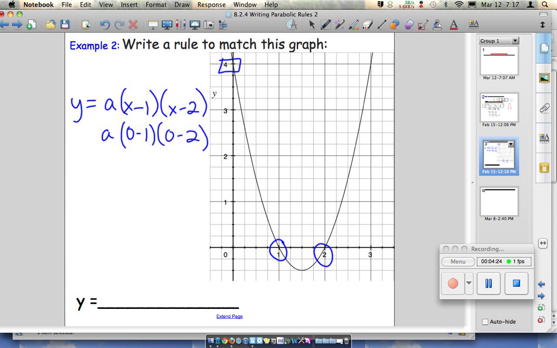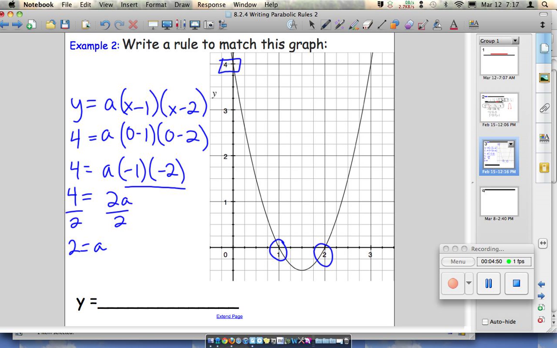I don't know what a is. Maybe a is nothing. Maybe it's just 1. I should get 4. So I'm going to figure out what a has to be so I can get 4. So 4 equals a times negative 1 times negative 2. Well, I can do negative 1 times negative 2. That's just 2. And then 2 times a. So it looks like a has to be 2, because if I divide both sides by 2, a has to be 2.